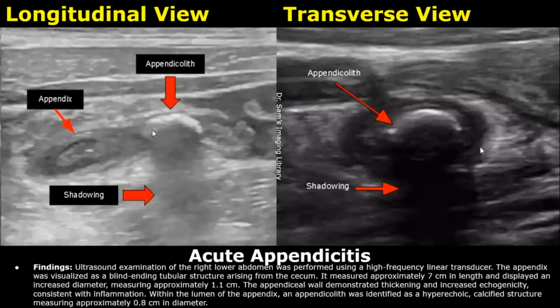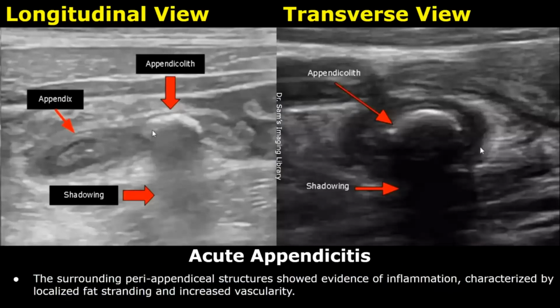These are the findings. You can start by writing which type of transducer was used. Then you can write about the visualization of the appendix, followed by the size, and after that you can comment on the appendiceal wall. If the appendicolith is visualized, you can write within the lumen of the appendix, an appendicolith was identified as a hyperechoic calcified structure, and then you can write the size of the appendicolith.